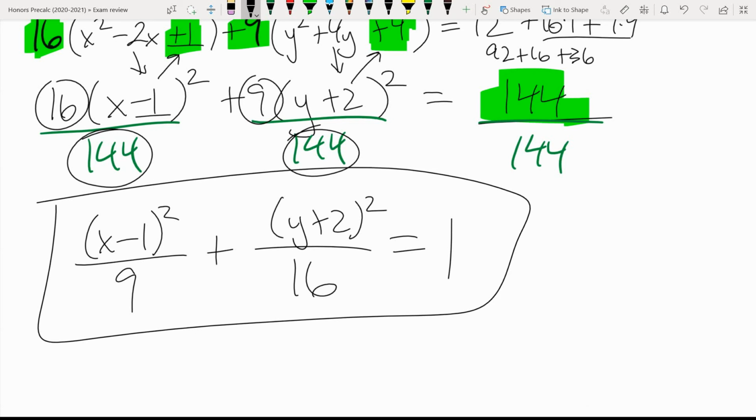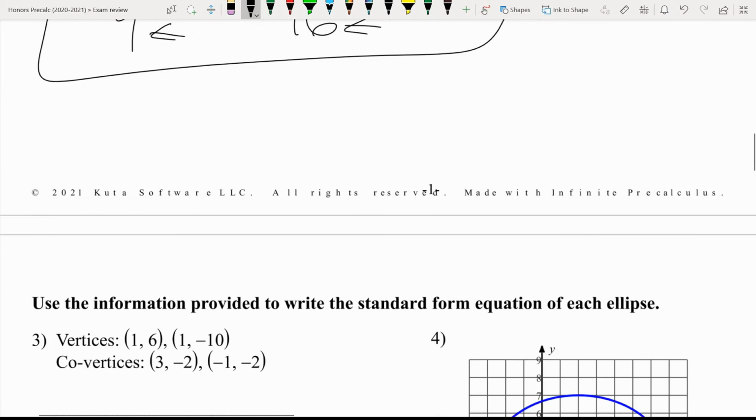That's everything we need. If we wanted to graph this now, we could. We'd see what our a squared is. We see what our b squared is. We can see what our h and our k are going to be, and it'd be enough for us to graph this ellipse. That was a tough one. That was one of the tougher ones you had here.